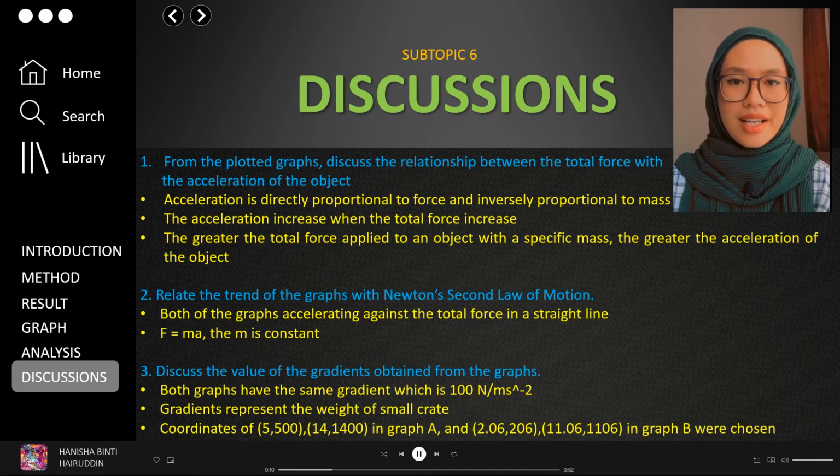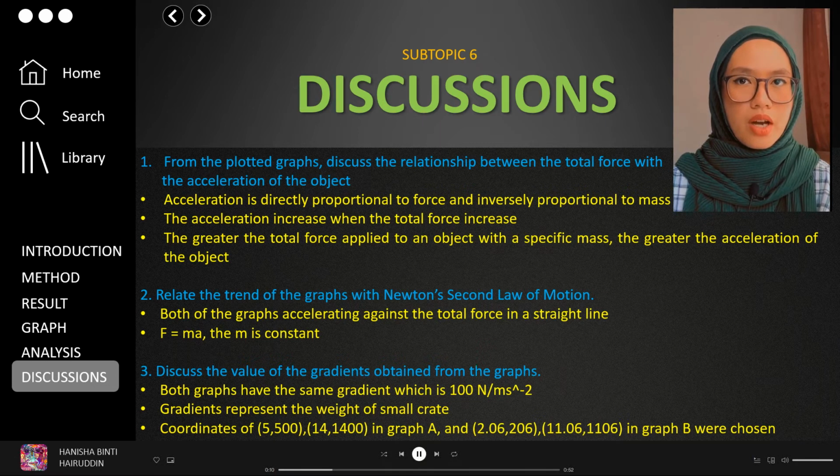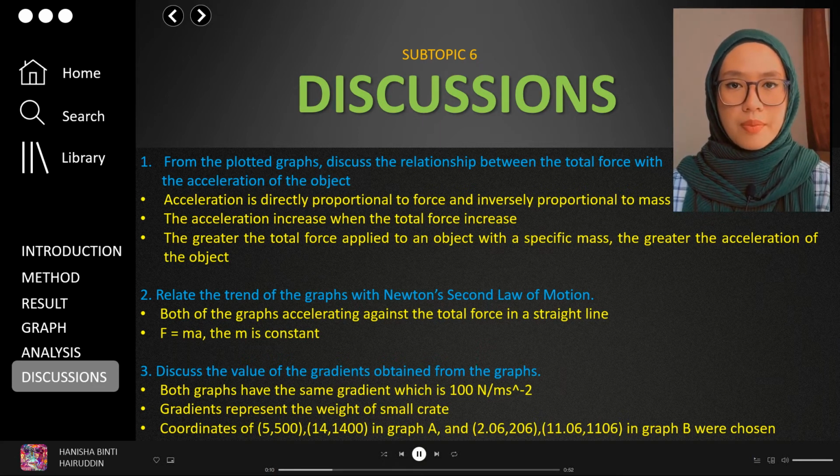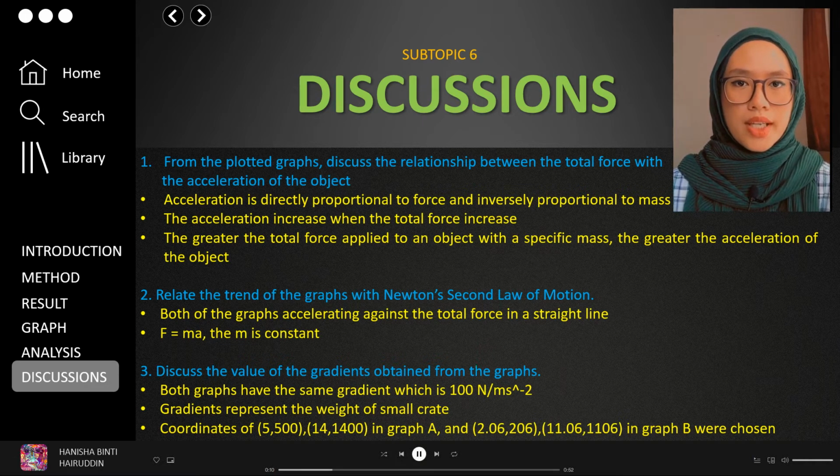For the discussion part, I'm going to discuss based on the questions given. The first question is: from the plotted graphs, discuss the relationship between the total force and the acceleration of the object. As we know, acceleration is directly proportional to force and inversely proportional to mass. From the graphs, we can see that the acceleration increases when the force increases. So the relationship between the total force and the acceleration of the object is that the greater the total force applied on an object with a given mass, the greater the acceleration of the object.